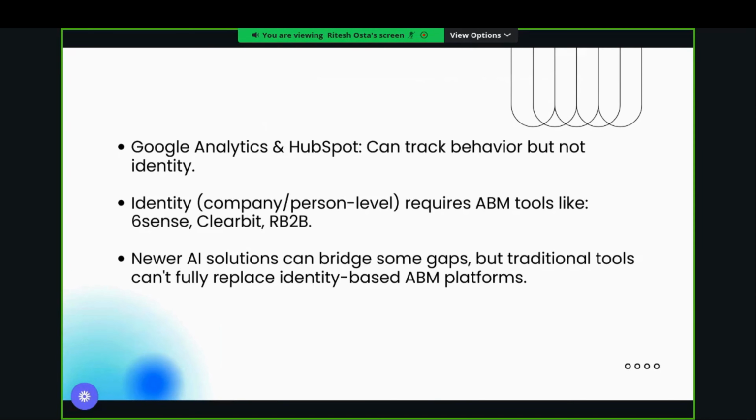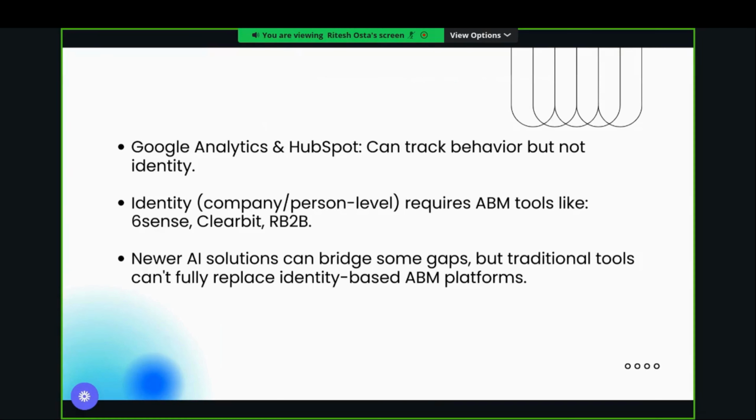So the idea is that many of these platforms can track the behavior, but not the identity. So identity reveal is another animal altogether. Okay. One is somebody is there on your website. The other is what is the identity of that person or the company or some person from that particular company visiting your website. These two are two different things. Google Analytics can tell you, hey, right now there is somebody there on the website. Good information, but it will not give you who that person is or which company that person works for.